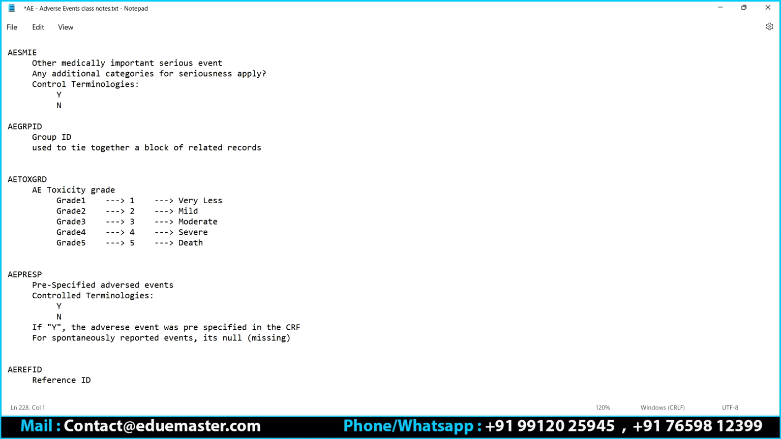This can be an internal or an external identifier. It can be any of these identifiers, such as a serial number. You can also call it a serial number on the SAE.